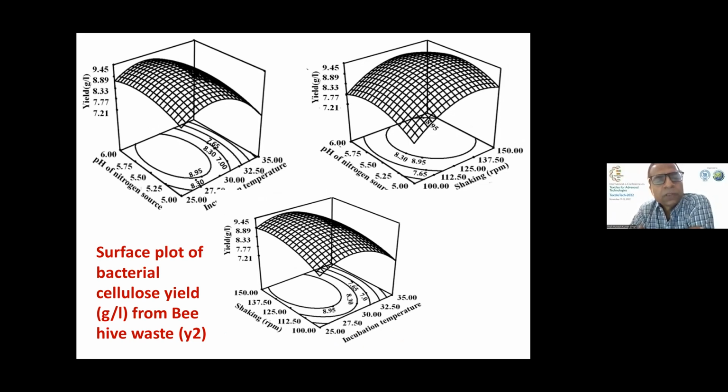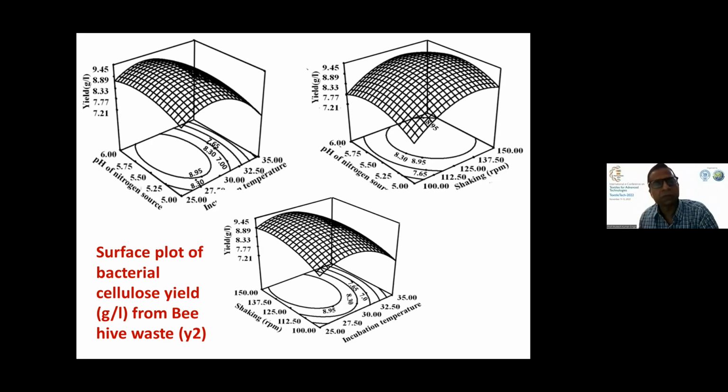In the case of incubation temperature, 32 to 33 degrees centigrade was found best here, and pH was 6 again. In the case of shaking RPM and pH of nitrogen source, a pH of 5.75 was found optimum in this case. And when we see the incubation temperature and shaking RPM, a shaking RPM of 135 was found optimum in the case of beehive waste.